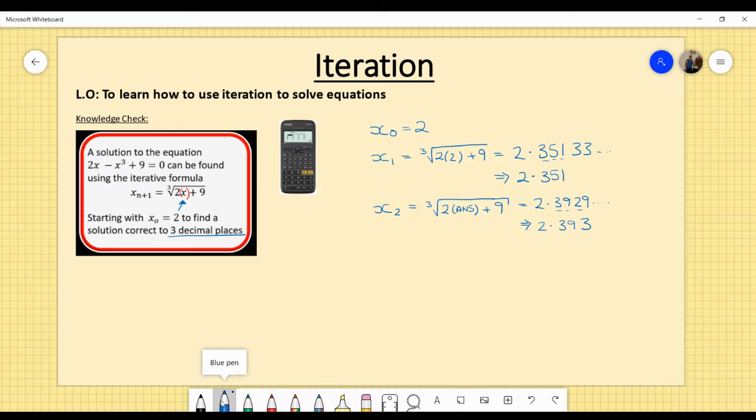Now, what I'm looking for to be able to get a solution is for the two answers that I have to be exactly the same in a row. So I've got 2.351 and 2.393. They're not the same, in which case I need to continue. Now to work out the third one, this is where it becomes really easy.